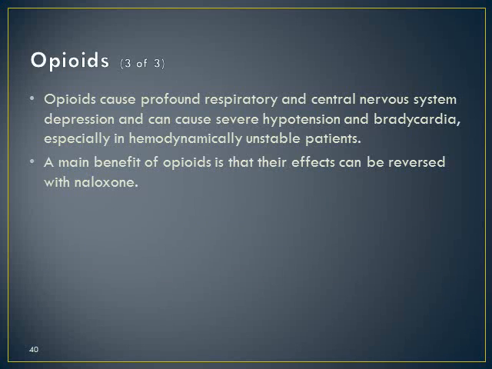As we know, opioids cause profound respiratory and central nervous system depression and can cause hypotension and bradycardia. So the main benefit of opioids is their effects can be reversed with naloxone. But realize when we give fentanyl, or any of the synthetic opioids, a lot of times we got to give much higher doses of Narcan to reverse the effects, because they are synthetic, and the Narcan doesn't work on them quite as well. All right. So is everybody with me so far?